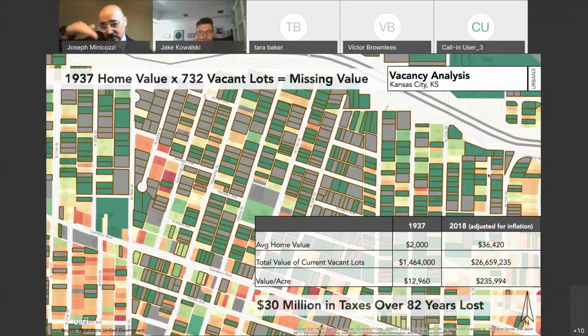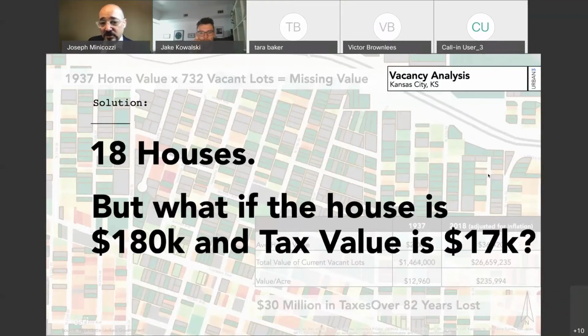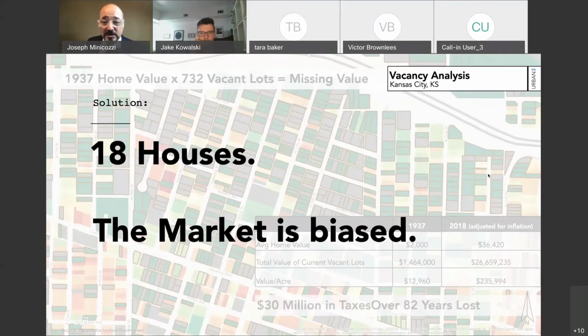And the way to stop spending and kind of stabilize it a little bit was it just took 18 houses in this neighborhood. But you know what's going to happen if you try to get a house built. The house is going to cost you $180,000. What bank is going to finance a house that's worth 180 in a taxable value of 17,000? You can't convince the banks to back that mortgage, would you? They wouldn't do it because the market has biases.